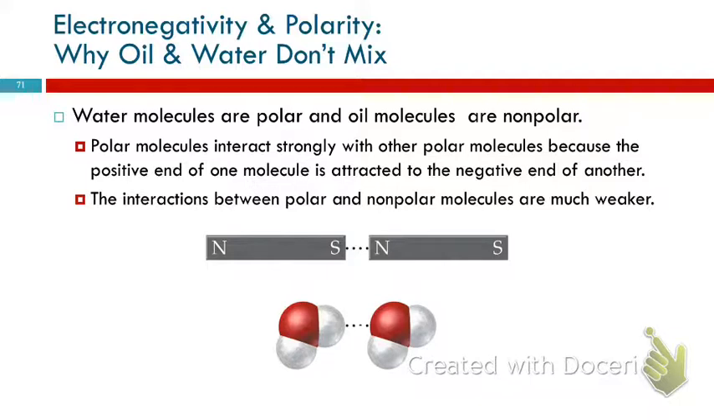Polar molecules are attracted to each other a lot like magnets are. So there's a north pole and a south pole of a magnet. The south pole is attracted to the north pole of the next magnet. If you turn this around and try to stick those magnets together, you can't. It's very, very difficult because they're pushing each other apart.